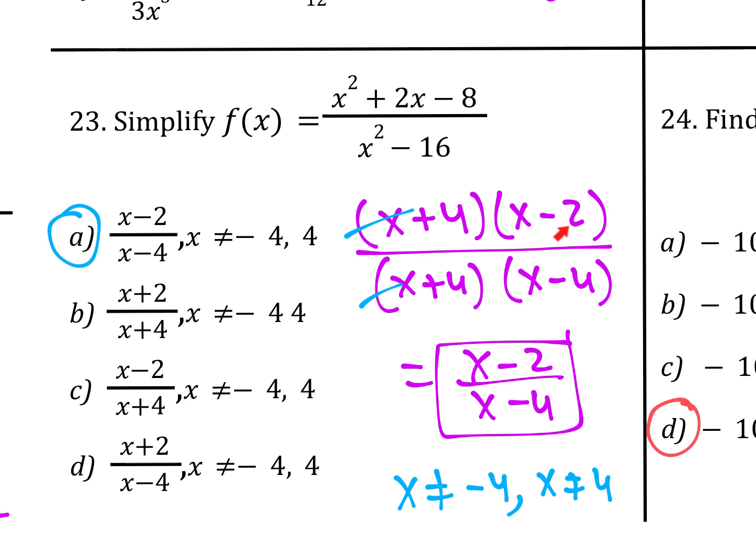So 4 times negative 2 is negative 8, and 4 minus 2 would be 2. Factor this as a special product, which is x minus 4, x plus 4. Cancel the x plus 4. You're left with x minus 2 over x minus 4. You want to state the constraint that x should not be negative 4 and x should not be 4, which will make the denominator 0. So that should not be part of the answer.